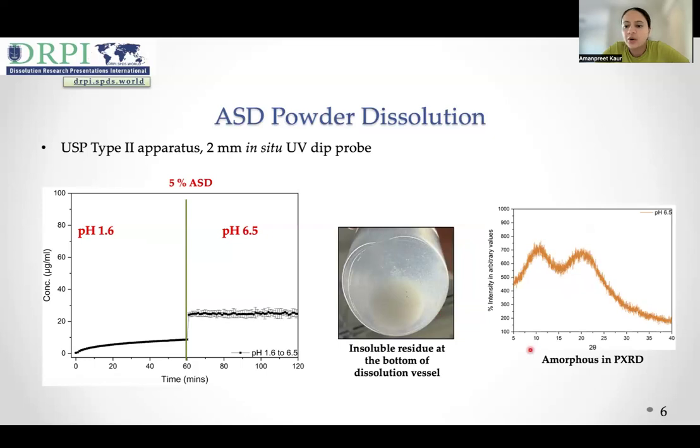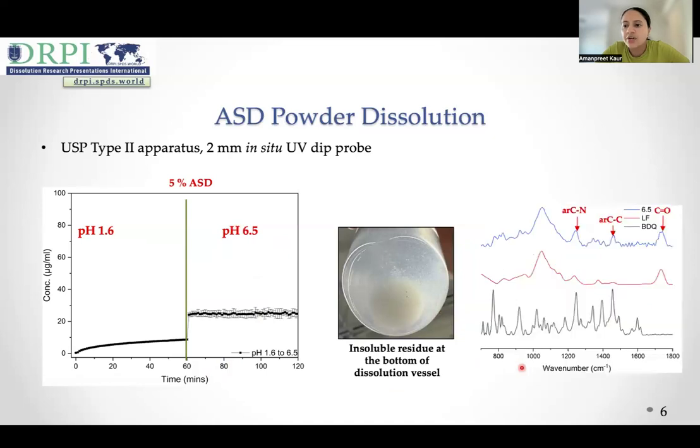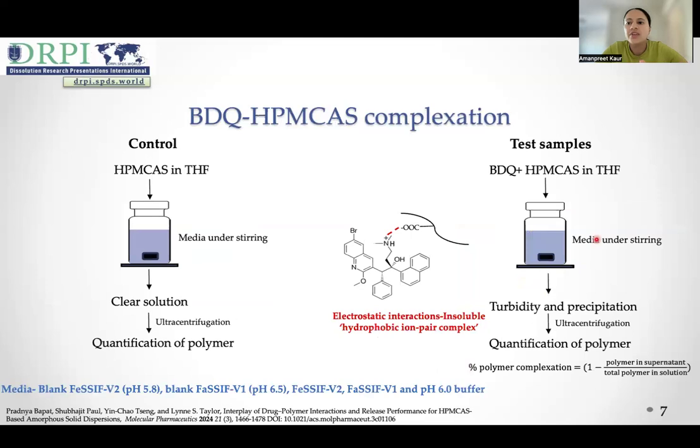This clearly ruled out matrix or solution recrystallization of bedaquiline as the probable cause for poor release behavior at pH 6.5. Moreover, from FTIR analysis, we confirmed that this residue consisted of both HPMCAS and bedaquiline. We then investigated drug polymer interactions and possibility of complexation between bedaquiline and HPMCAS during dissolution.